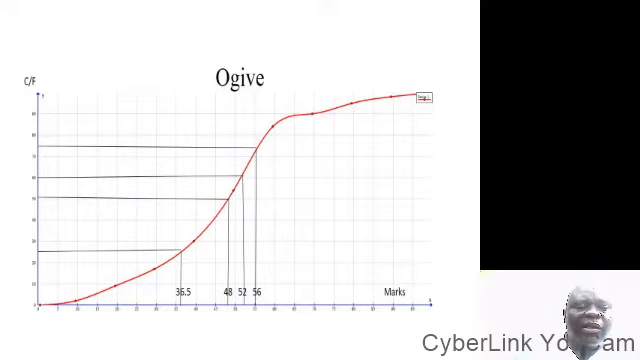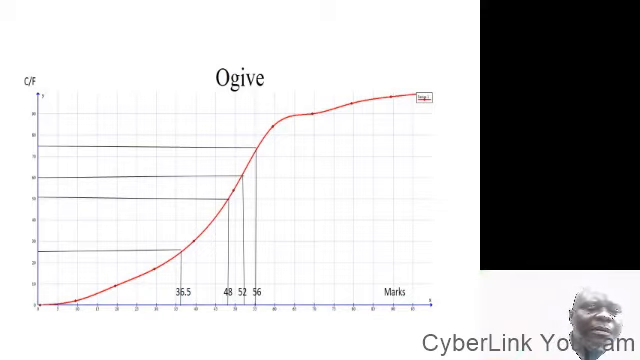Okay, now let's go to the next one. Then you are asked to find the interquartile range. And what is interquartile? Remember I told you interquartile is Q3 minus Q1. And our Q3 here is 56, minus our Q1, which is 36.5. When you subtract that, you get your answer.